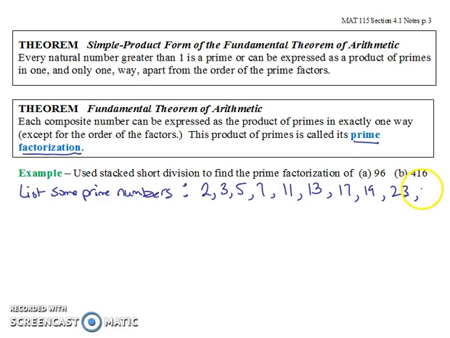25 and 27 aren't prime, but 29 is. We could keep going. Those are some of our prime numbers. So if we're trying to find the prime factorization of 96, we're going to use a short stack division.